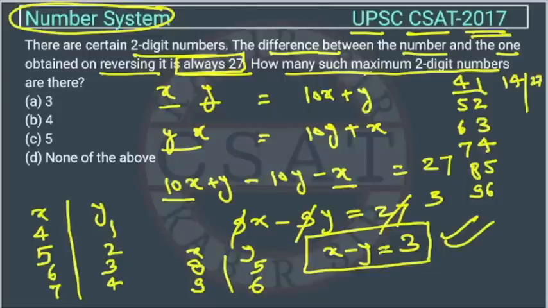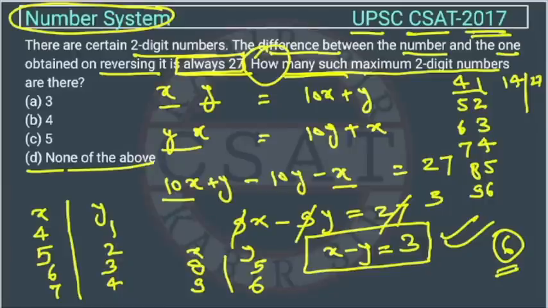So the question is asking how many such maximum two-digit numbers are there. Just count them: 1, 2, 3, 4, 5, 6, right? So 6 such numbers are there. So the answer will be option D, none of the above, because they have given 3, 4, 5, but we are getting 6. So the answer will be option D.